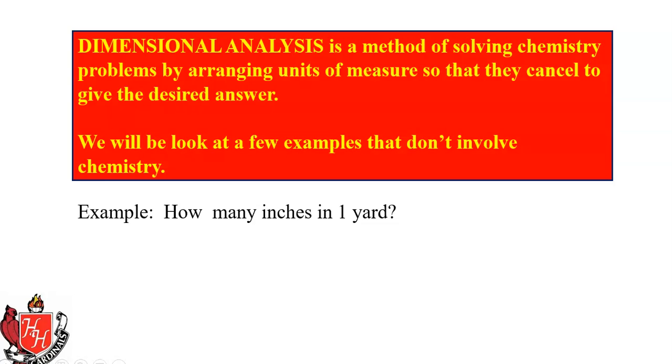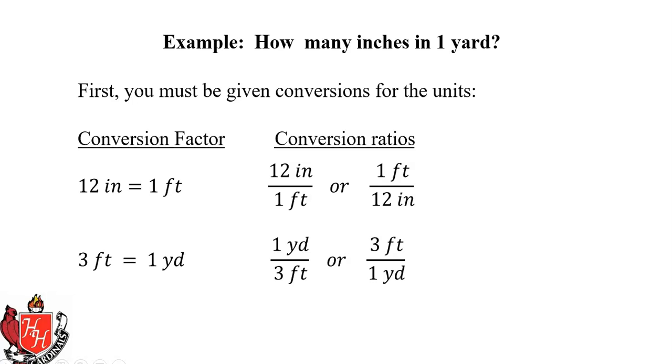this works. So we're going to take a very simple example of how many inches in 1 yard. So in order to do dimensional analysis, you must have conversions. So you have to have a conversion that gets you from inches to yards or from yards to inches. So if we don't have that directly, we might need to have more than one conversion. So the conversions we're going to use are ones that I think you all know already, that there's 12 inches in 1 foot and that there's 3 feet in 1 yard. Now those are called conversion factors.